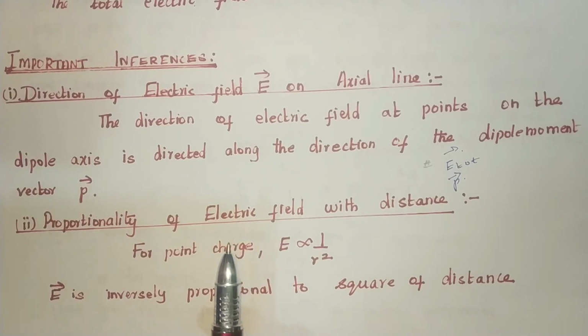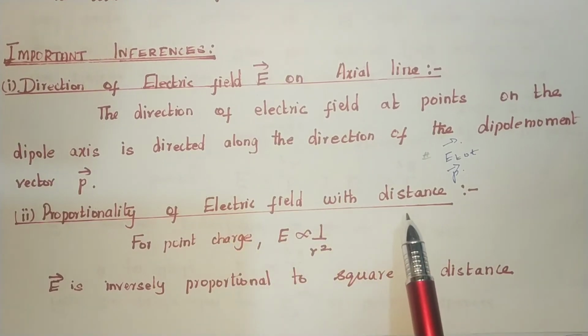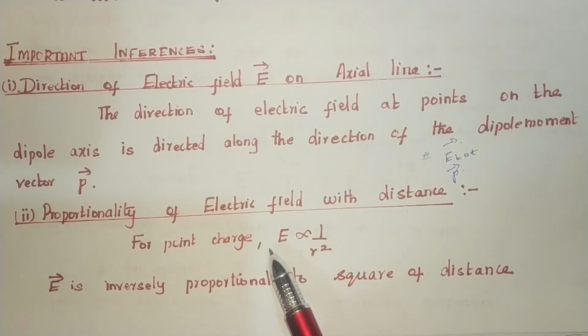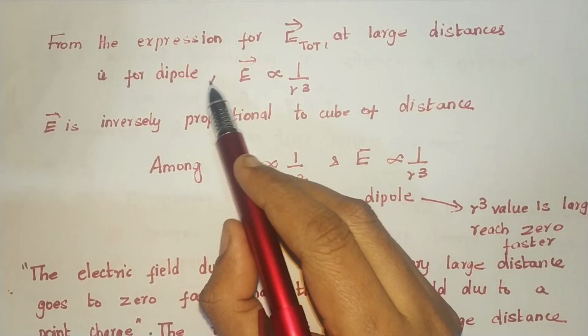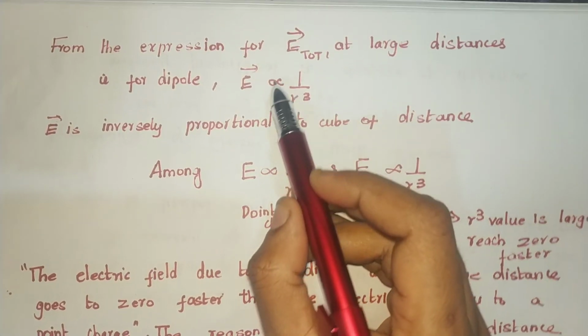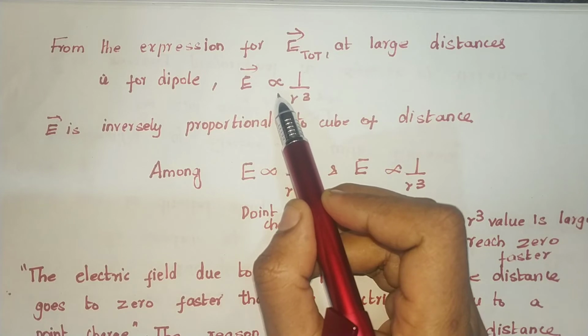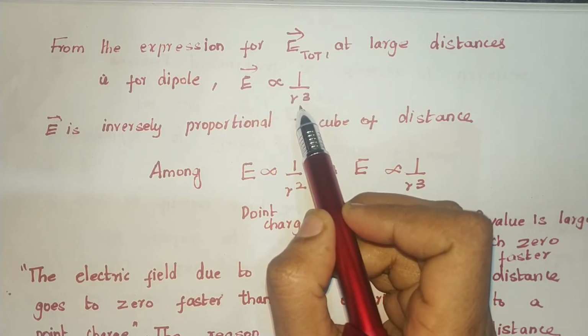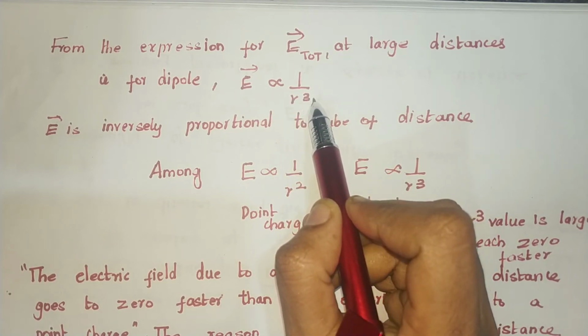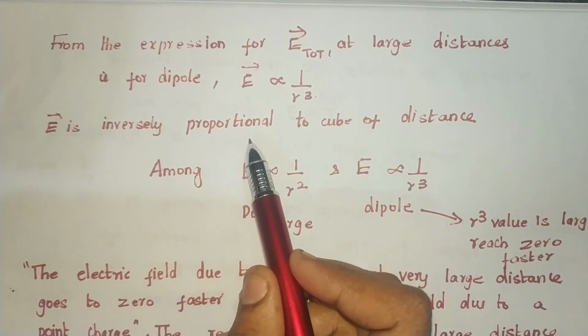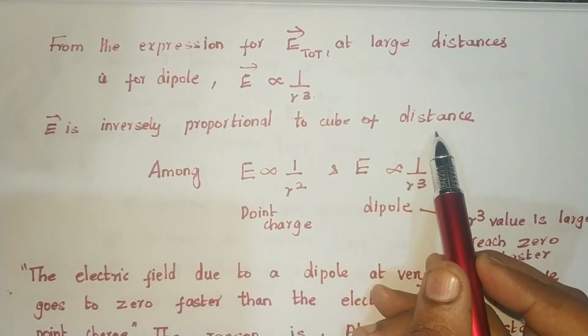Next one, proportionality of the electric field with distance. When we take point charges, we have studied that E is inversely proportional to the square of the distance. E vector is inversely proportional to the square of the distance. But when we take the E total vector for a dipole, what expression do we get? E vector is inversely proportional to the cube of the distance. So E vector is inversely proportional to the cube of the distance.